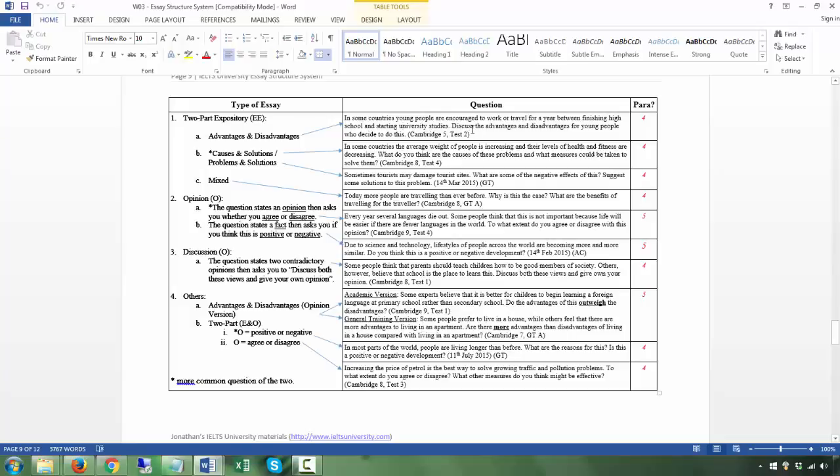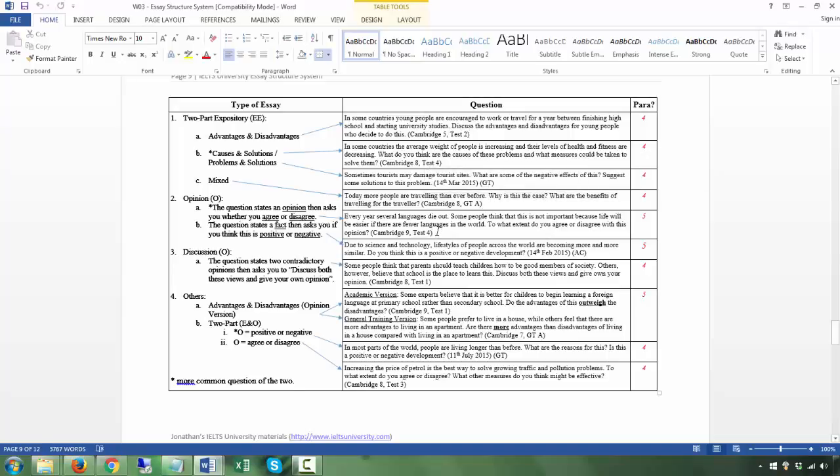So for the 4-paragraph essays, you have 2 body paragraphs. Basically, one body paragraph is addressing something. For example, your first body paragraph addresses this, your second body paragraph addresses this. For this one, another one. The mixed question, you have 2 questions normally. So this is addressed in the first body, and this is addressed in the second body.